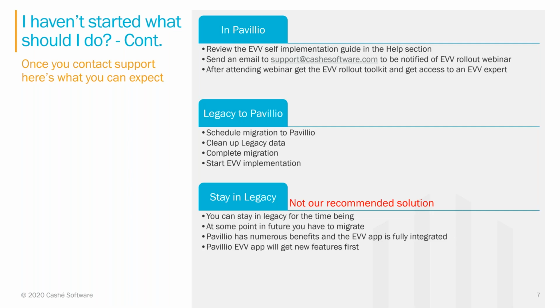First, you can clean up your legacy data. There's a migration report that you can run that will alert you to the areas that need to be reviewed before you make the move to Pavilio. This will allow you the best start and the cleanest transition into the new system.